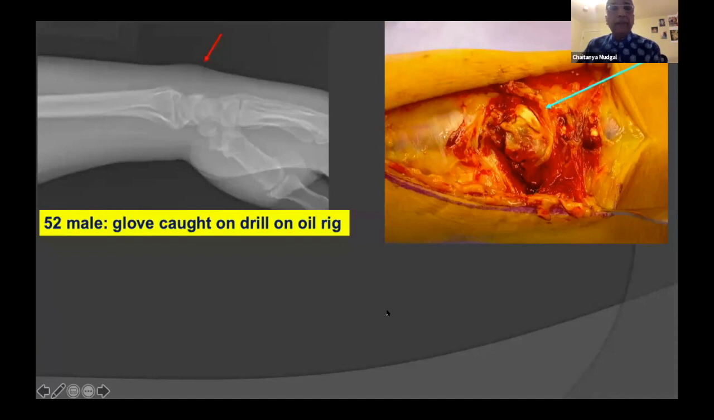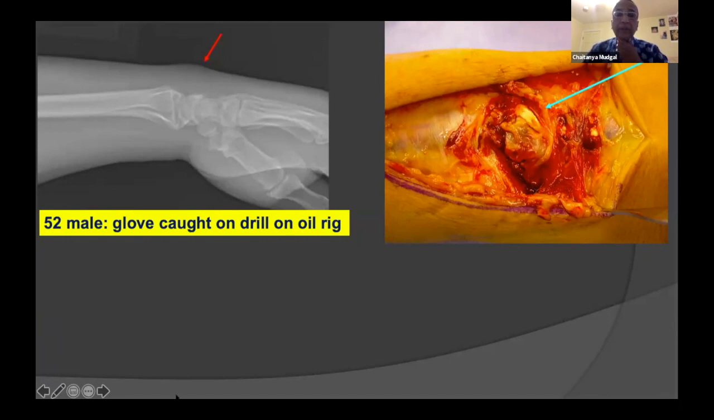So here's a 52-year-old male who came to see me after his glove got caught on a drill on an oil rig, and it forced his wrist into a significant degree of flexion when he was least expecting it. He was seen at a local clinic, and he was told that he had a wrist sprain, and the lump on the back of his hand was attributed to being a wrist sprain.